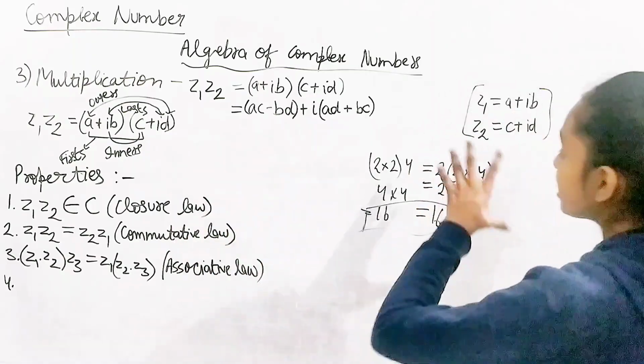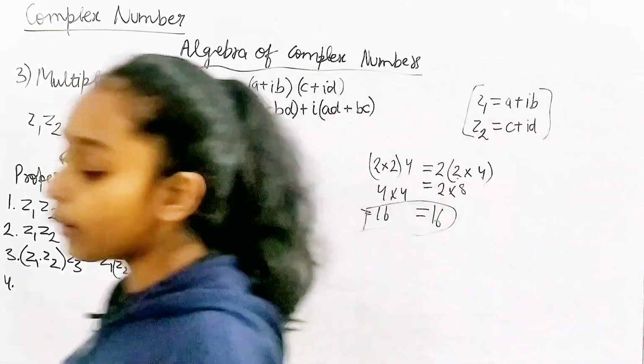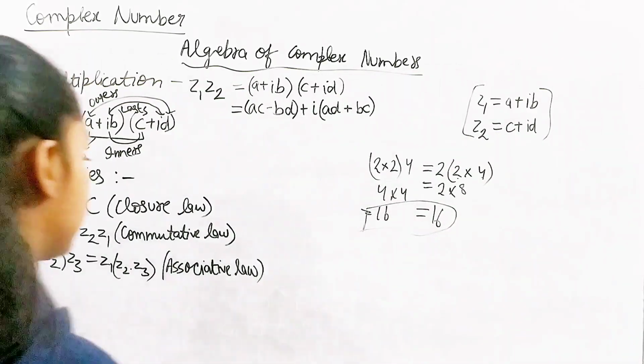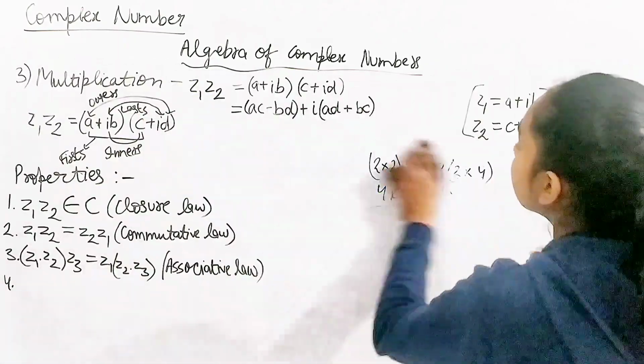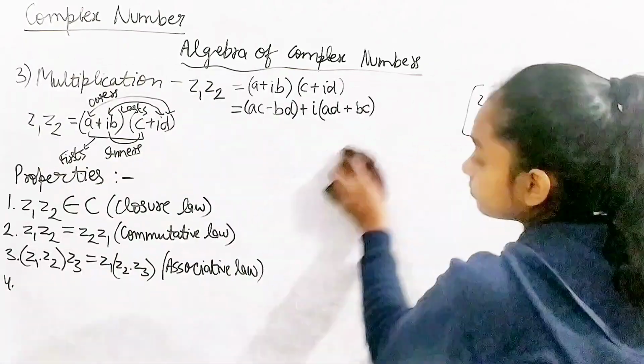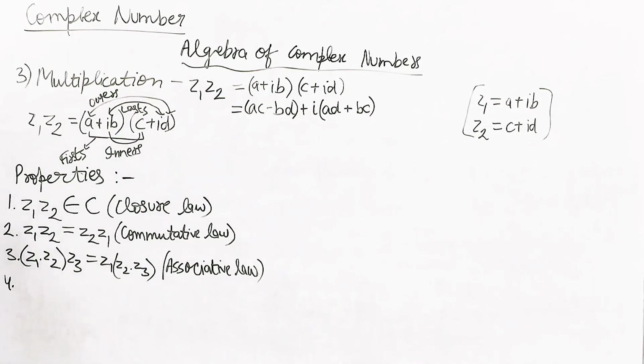So in place of these values, if we have complex numbers, it's still going to be equal to each other. Okay? That's it. Now let's move on to our fourth property, and it's related to multiplicative identity.